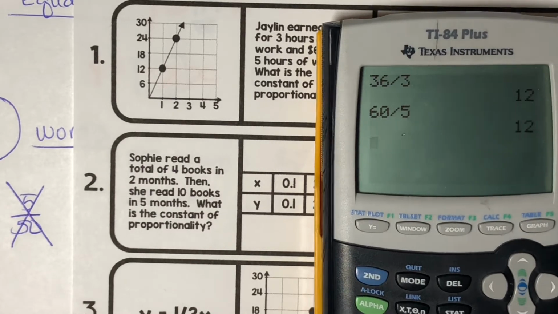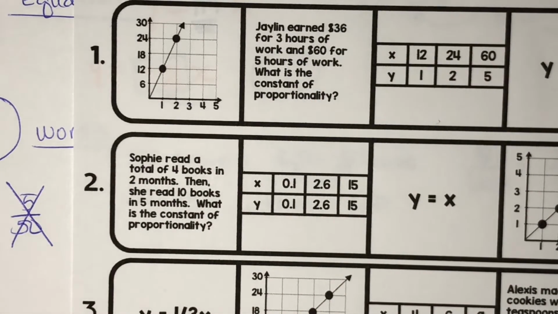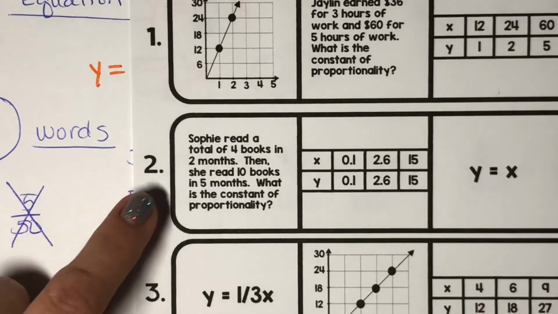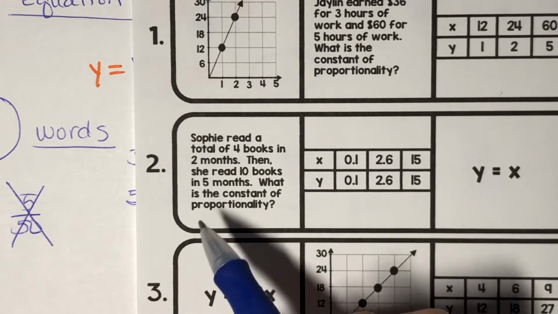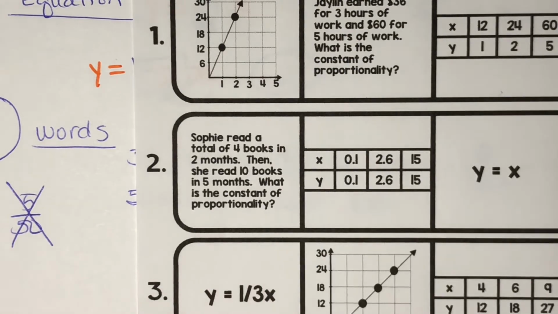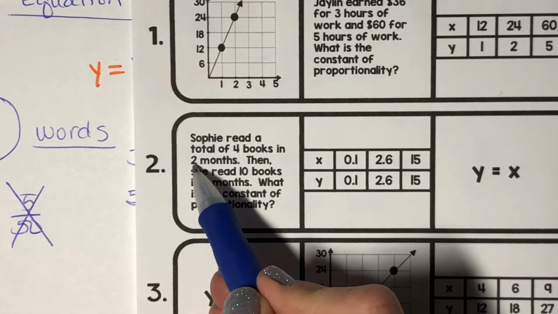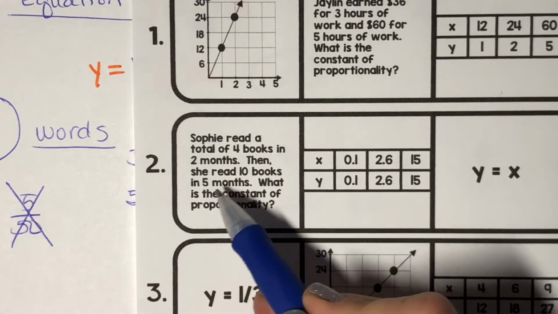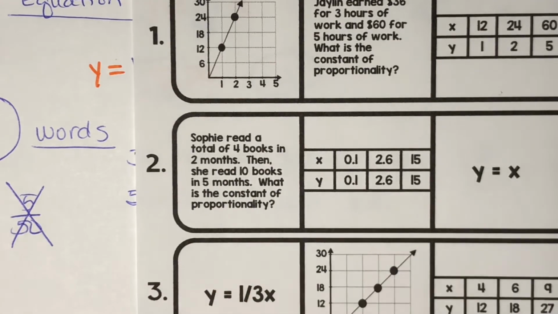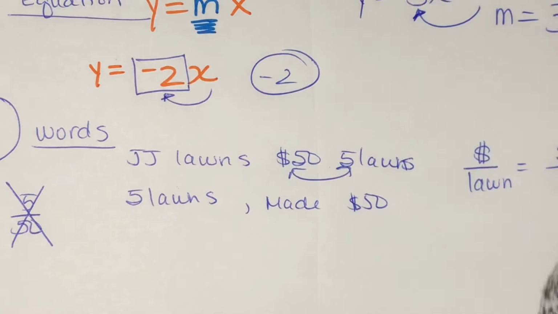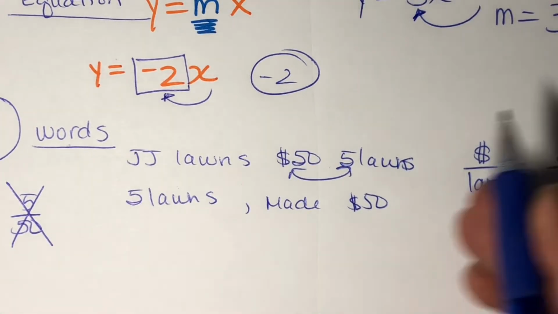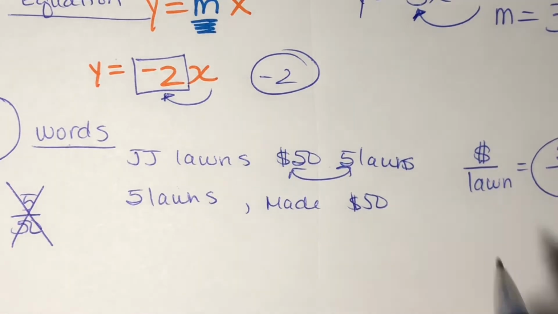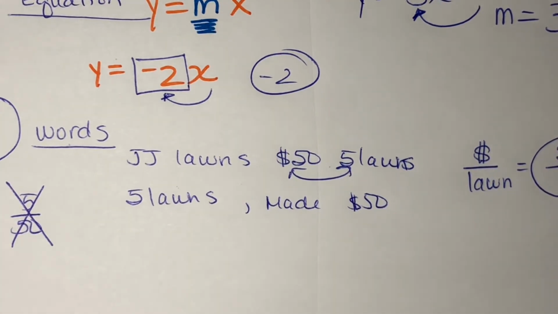So my constant of proportionality for words would be, okay, figure out books per month. This one would be books per month because time is almost always your x, right? So you would say 4 divided by 2 means 2 books a month. 10 divided by 5 also fits 2 books per month. So in order to find the constant of proportionality or your slope from words, you have to know to divide the y by the x, okay?